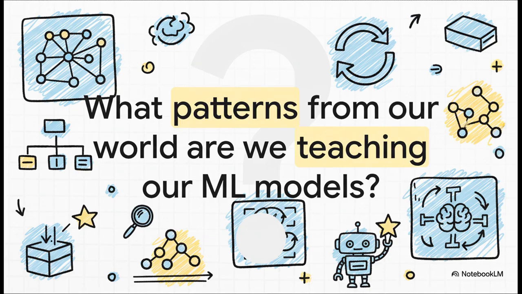And that leaves us with a really important final thought. Because these incredibly powerful models learn only from the data we give them, they basically become a mirror, a reflection of that data. So it forces us to ask a pretty serious question. What patterns, what biases, what version of our world are we actually teaching them?